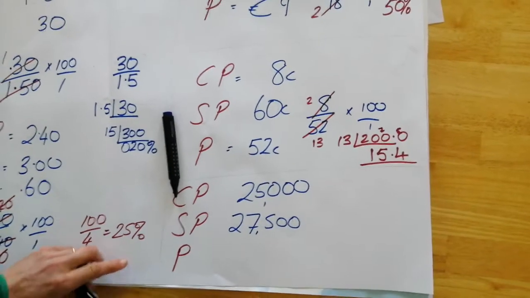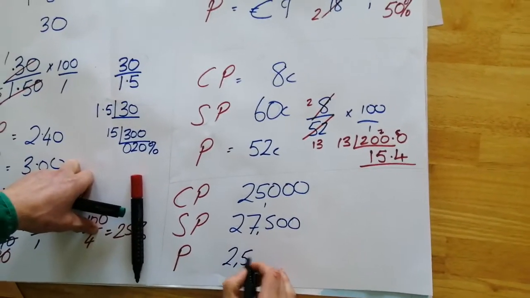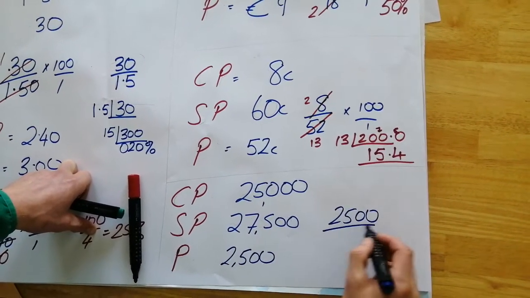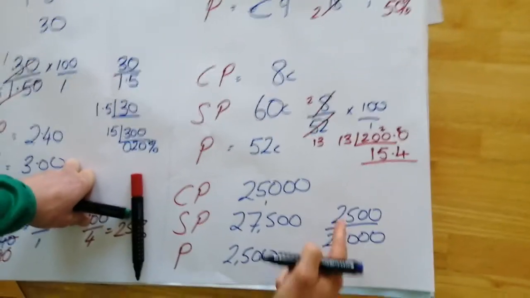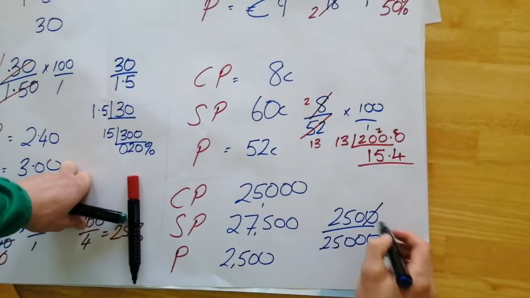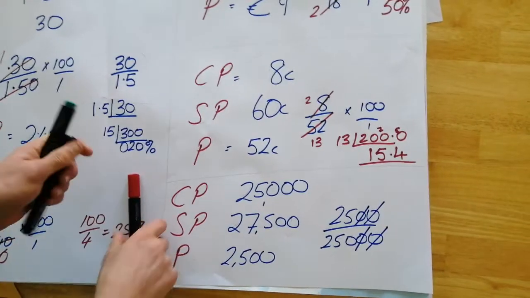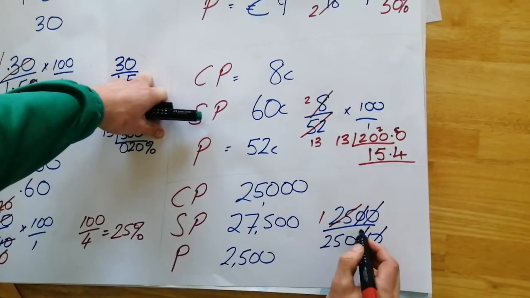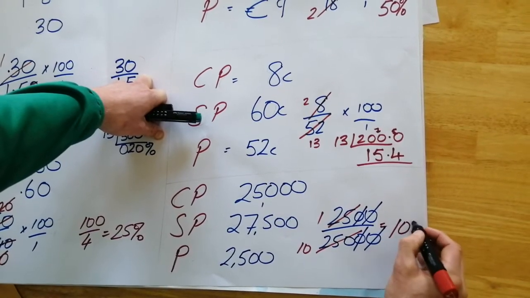This one should be slightly easier. We made a profit of 2,500. Profit over cost price. We see that that's actually 1/10. That, and that cancels out. So we got 25 over 250, which simplifies down to 1/10 eventually, which gives us a 10% profit.